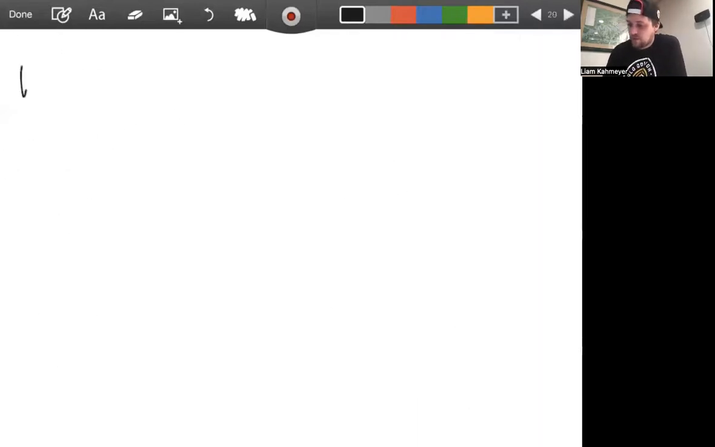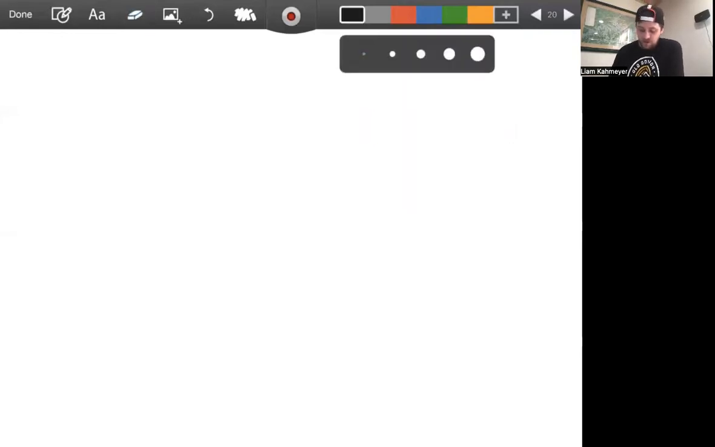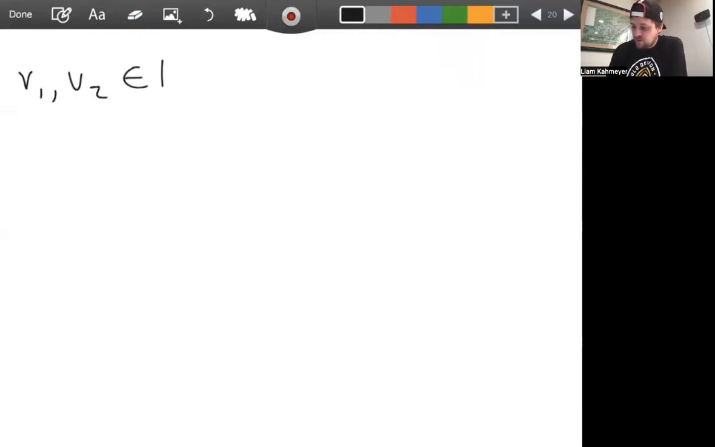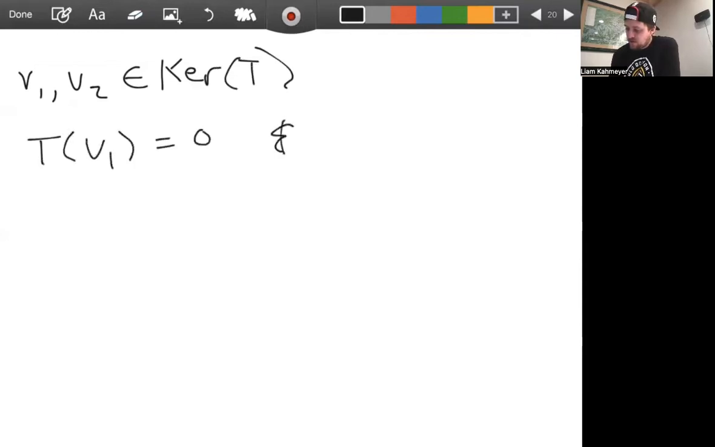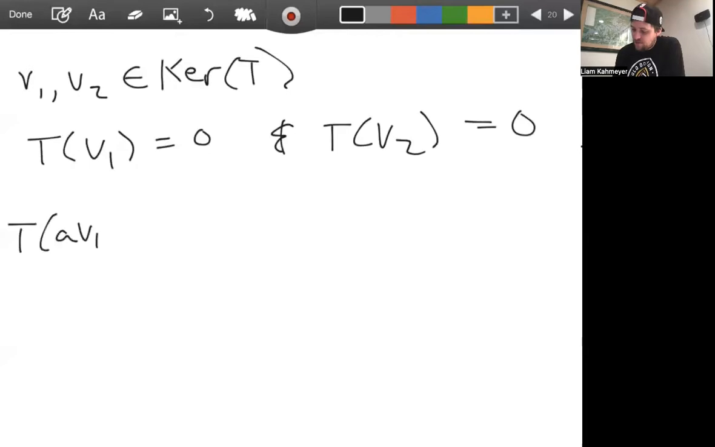So proof. To show this for the kernel, let's take two elements, V1 and V2 in the kernel of T. What does it mean for two elements to be in the kernel of T? Well, this means that T of V1 is equal to 0 and T of V2 is equal to 0. Now, what do we need to show? We need to show that a linear combination of these two elements remains in the kernel. So that means we need to calculate T of A V1 plus B V2.